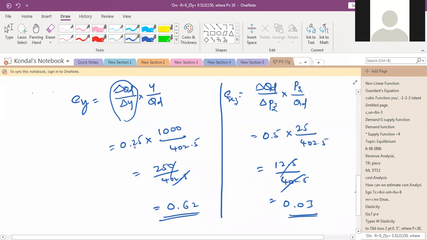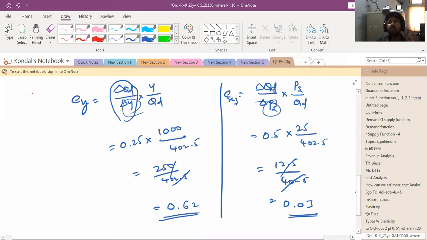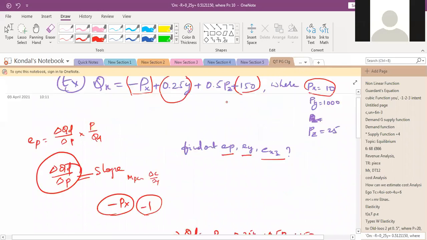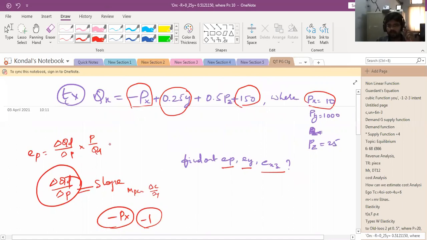In this one, in the next one, we have taken 0.5. Why? How did you get it, right? So here you can see that this is the formula for elasticity of income: delta Qd by delta Y. Here delta Qd by delta Pz. See the difference between delta Y and delta Pz. This is the slope of the cross elasticity. This is the slope of the income. So for example, in the first question, delta Qx minus Px, the slope is nothing but 1. Here the slope of the income is 0.25. Here the slope is 0.5 only, that is the Pz.